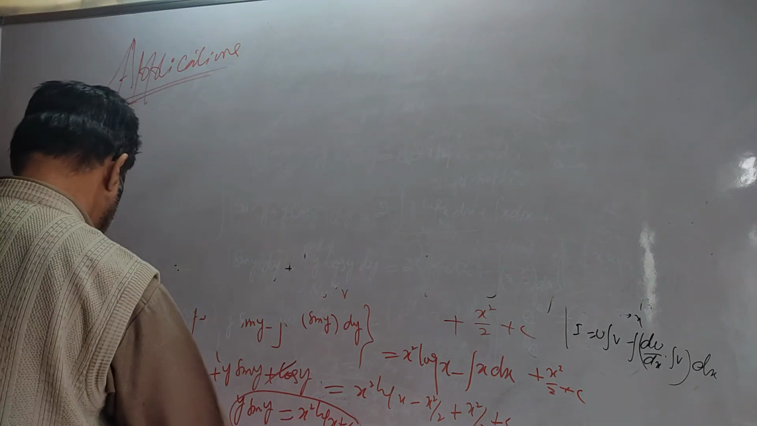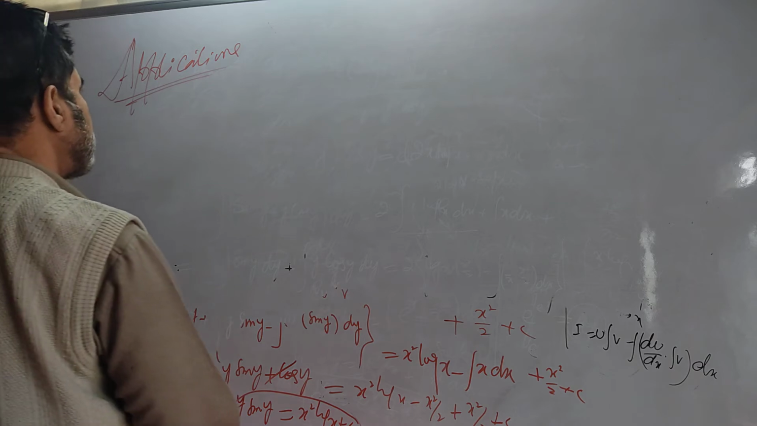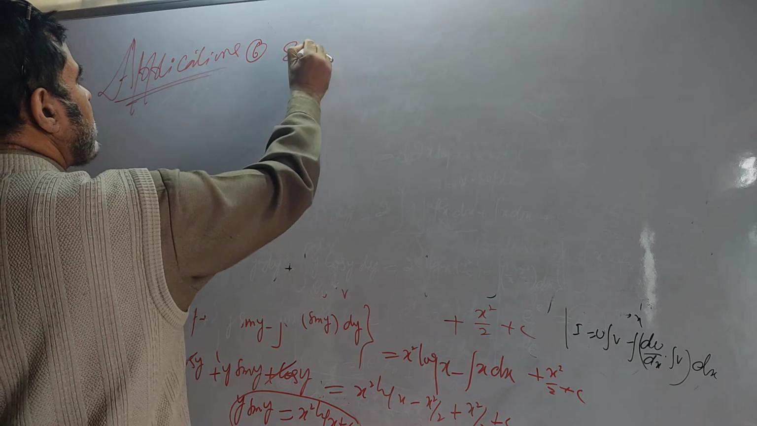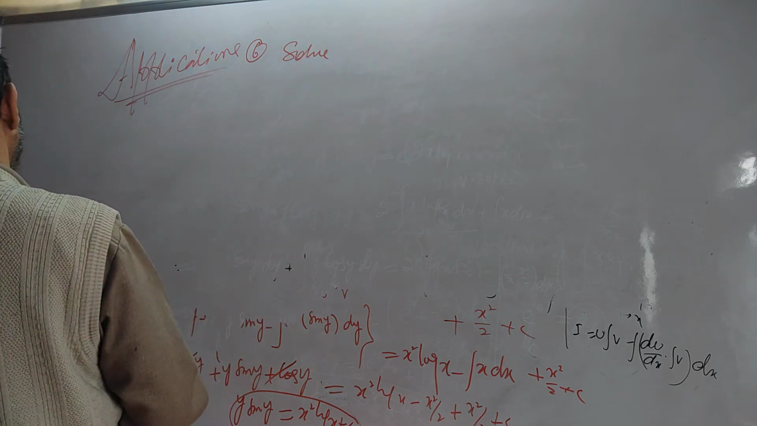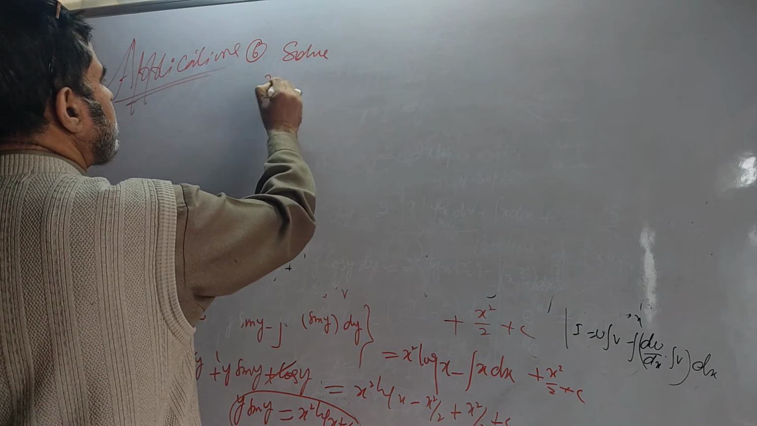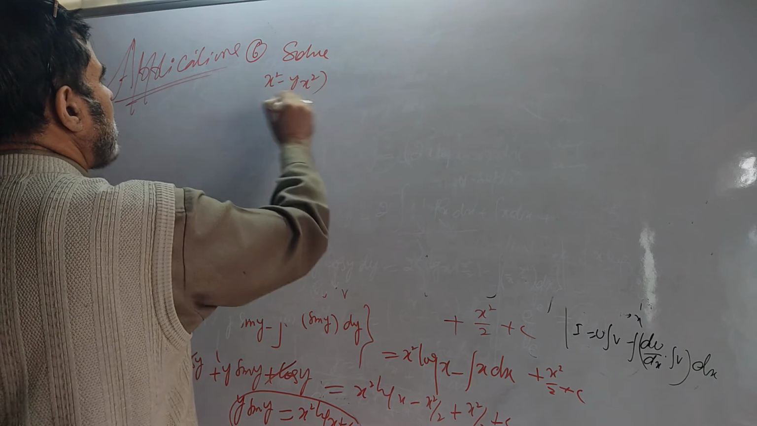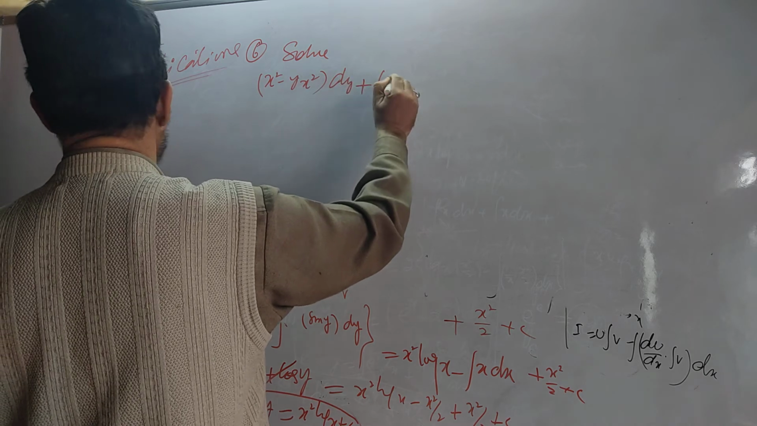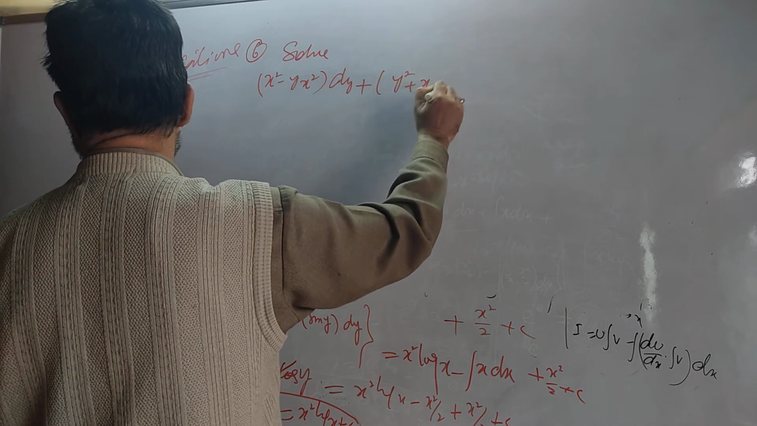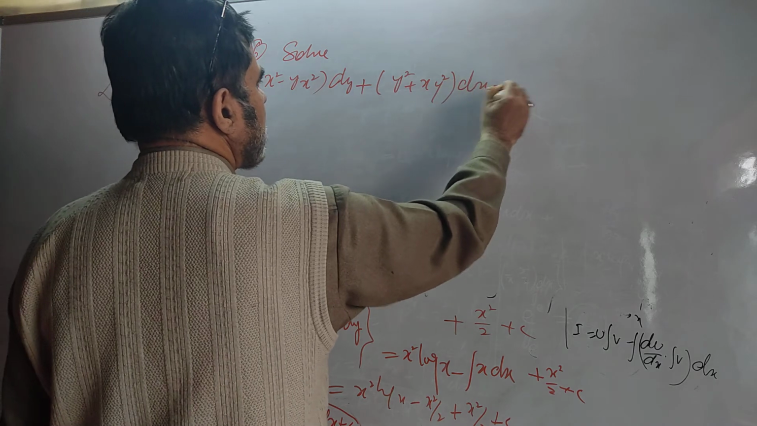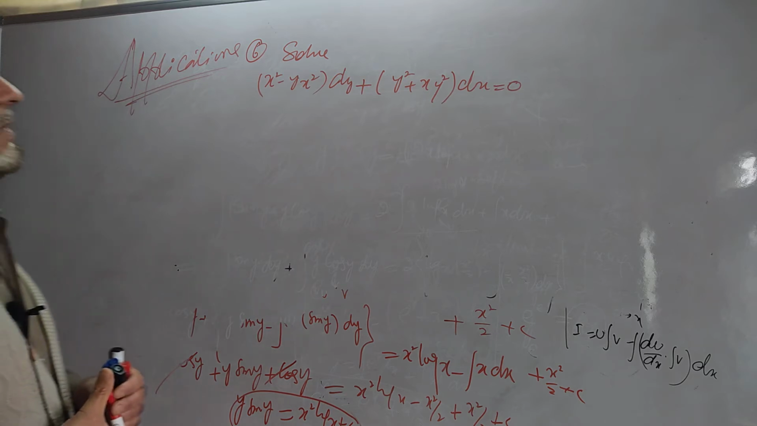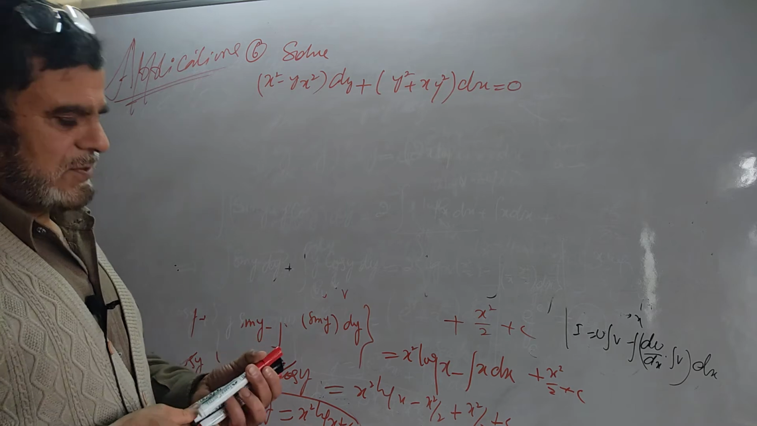Let me take one more problem. It is the sixth one. Solve the differential equation (x square minus y x square) dy plus (y square plus x y square) dx is 0. That is, x square minus y x square dy plus y square plus x y square dx is 0.